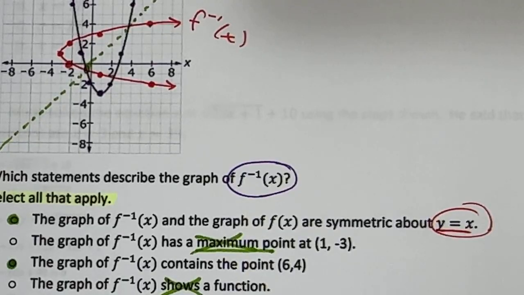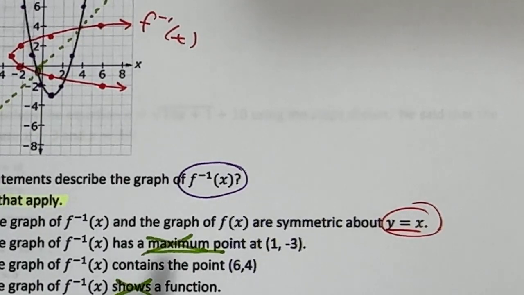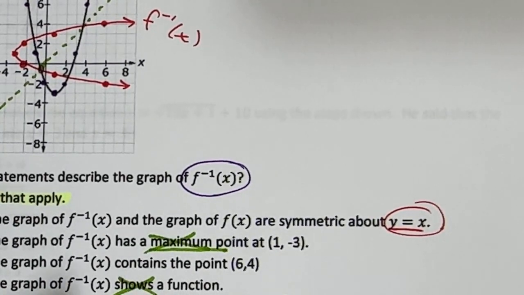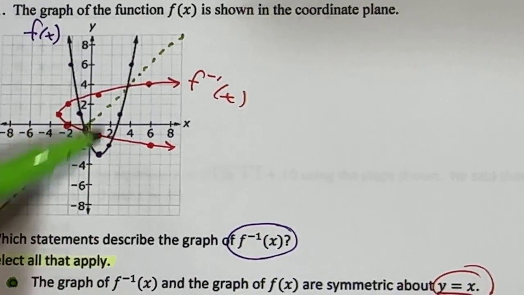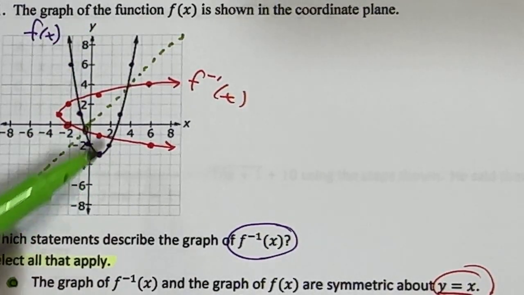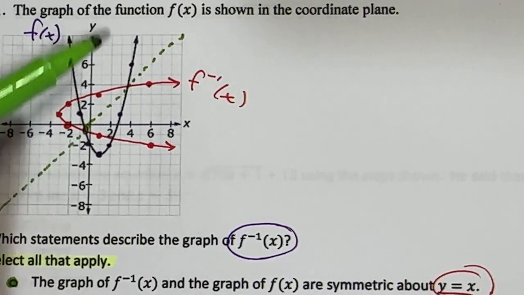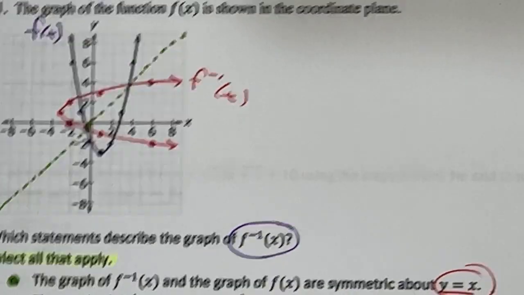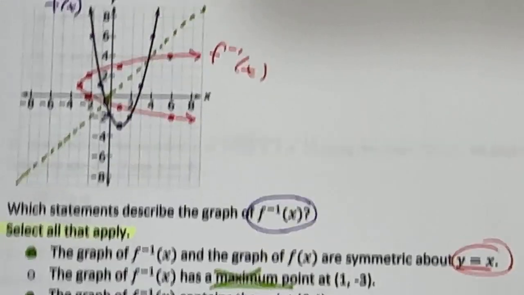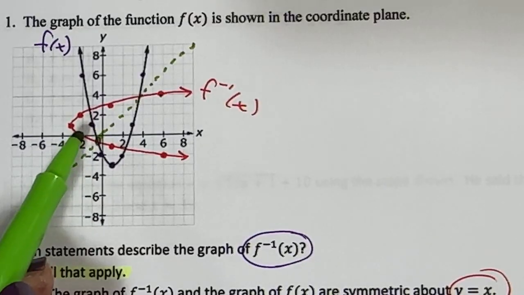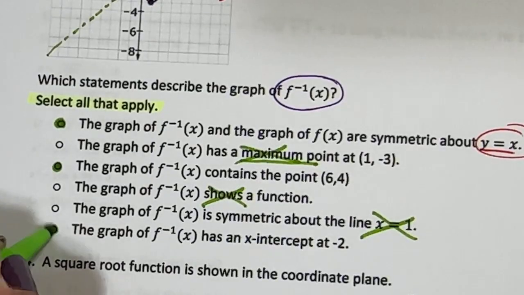The graph of f inverse is symmetric about the line x equals 1. No, inverses are not going to be symmetric about the line x equals 1. Plus, if you look at it, x equals 1 is this vertical line. Imagine I drew a vertical line through 1 right here. There's nothing that the graph is symmetric about that line. The graph of f inverse has an x-intercept at -2. Is the red graph crossing through the x at -2? Yup, it sure is. That is true.